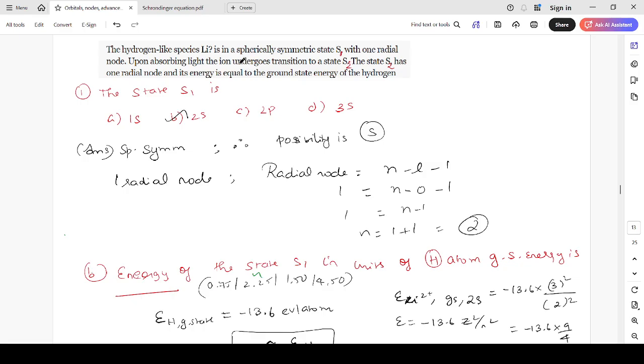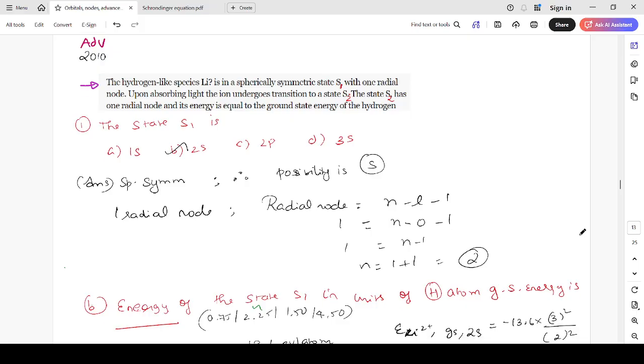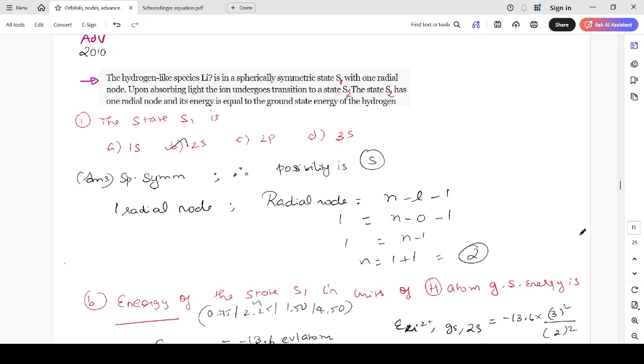Let's go for this question. It is an advanced question, I guess. It is a JEE Advanced question.